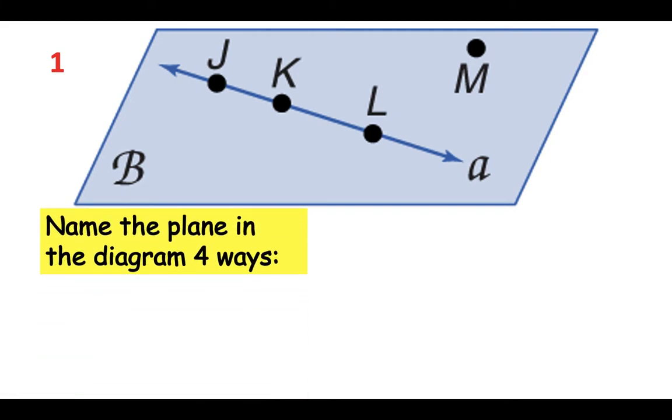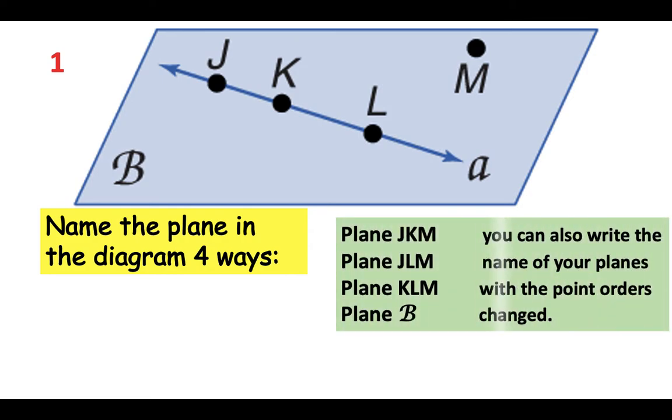Okay, now we can name this plane 4 different ways as well. Go ahead, pause it, think about it. All right, if you didn't pause it, time's up. Here are all of the ways that you can name the plane. Note that we're using 3 letters and that we're just using the word plane, or we're using the uppercase fancy letter. And the point order doesn't really matter.